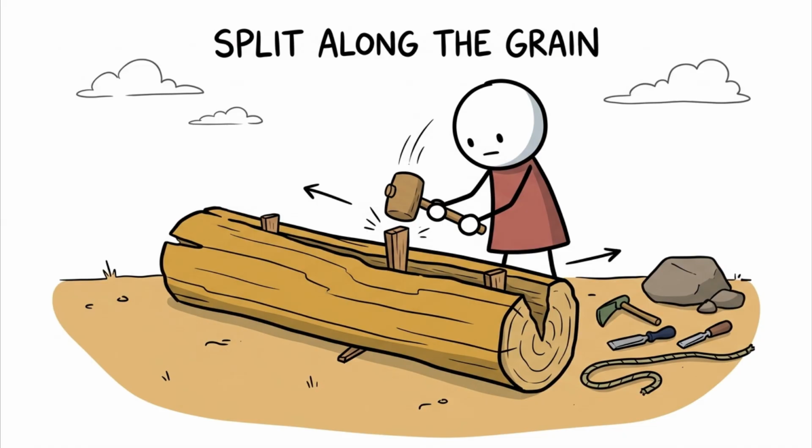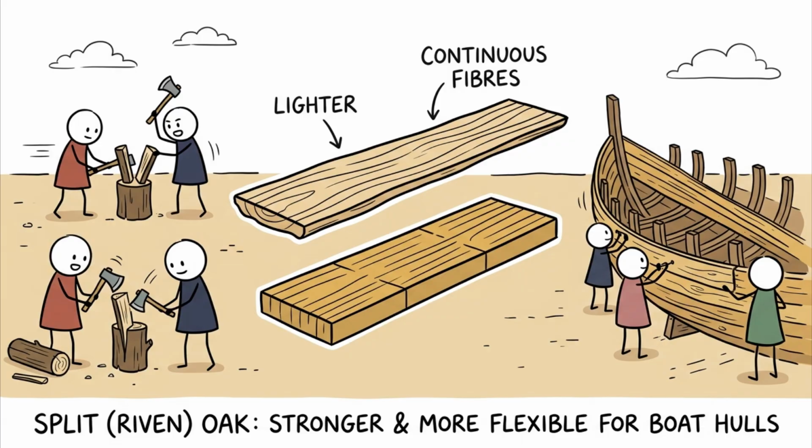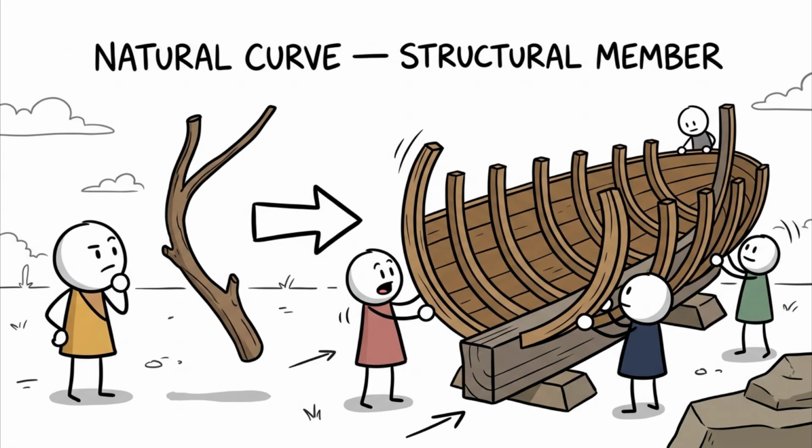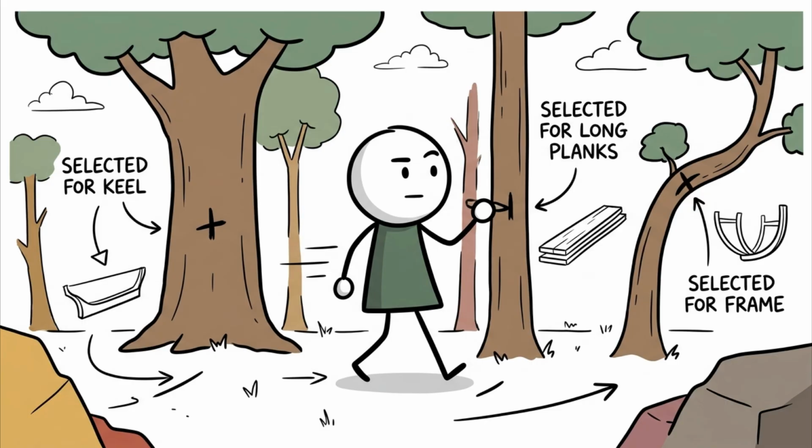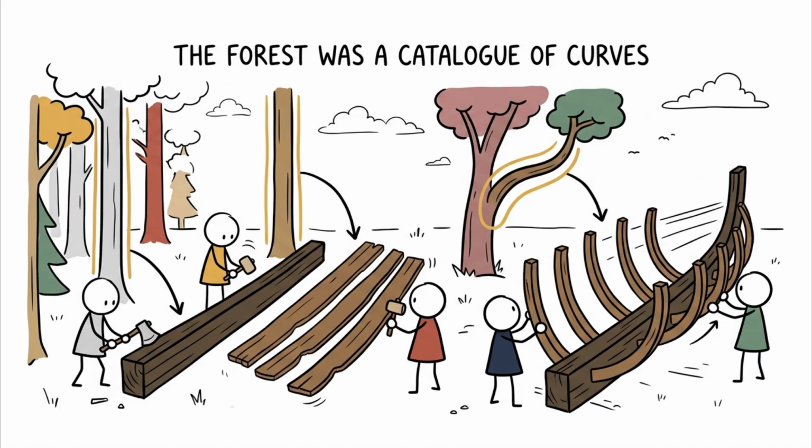Viking shipbuilders often split timber along its natural grain instead of simply sawing it. That produced lighter planks whose fibers continued through the finished component. Naturally curved branches and trunk sections could become curved structural members. Instead of forcing straight material into every shape, builders selected useful shapes from forests. The forest was not merely a warehouse of wood. It was a catalog of curves.